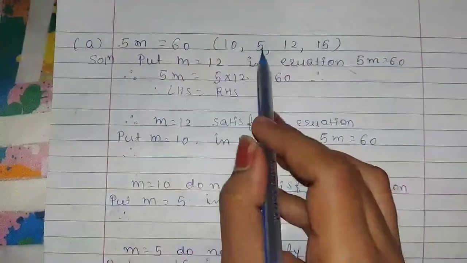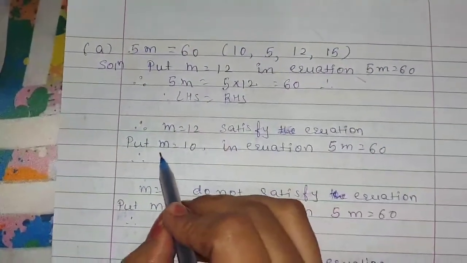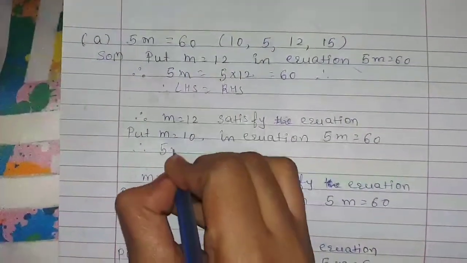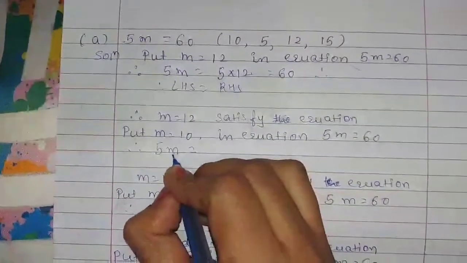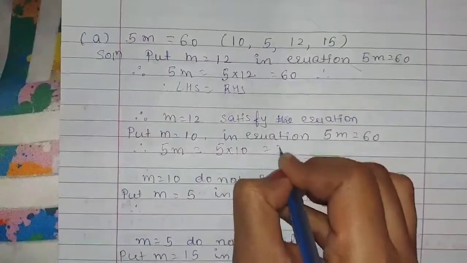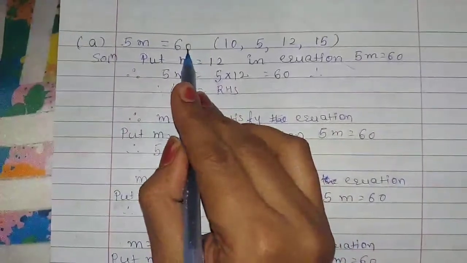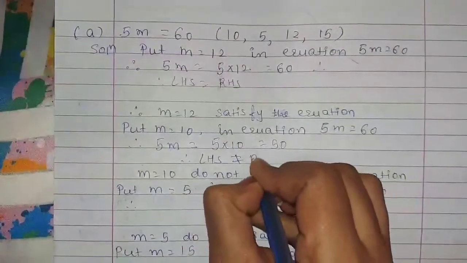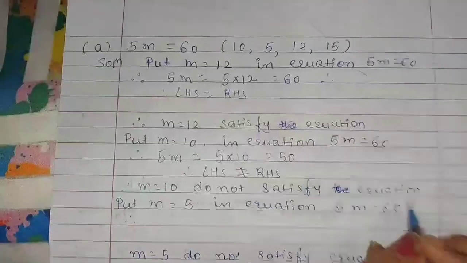Now, the rest of the numbers do not satisfy the equation, but we have to show why they do not satisfy the equation. Put m equals to 10 in equation 5m equals to 60. Therefore, 5m equals to 5 multiplied by 10, that is equals to 50. Now, the LHS answer we got is 50. But RHS is what? 60. Therefore, LHS is not equals to RHS. Therefore, m equals to 10 does not satisfy the equation.